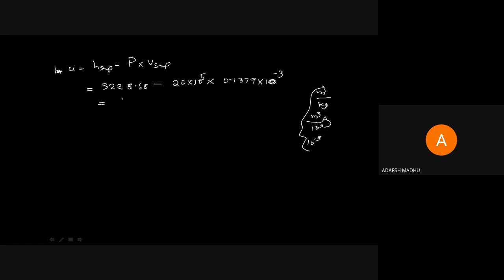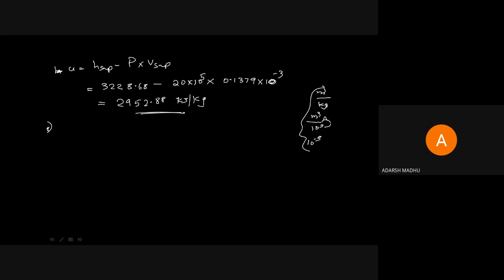3228.68 minus 20 into 10 power 5 into 0.1379 into 10 power minus 3. The value is 2952.88, very good, kilojoule per kilogram. Yes, that is the first question.